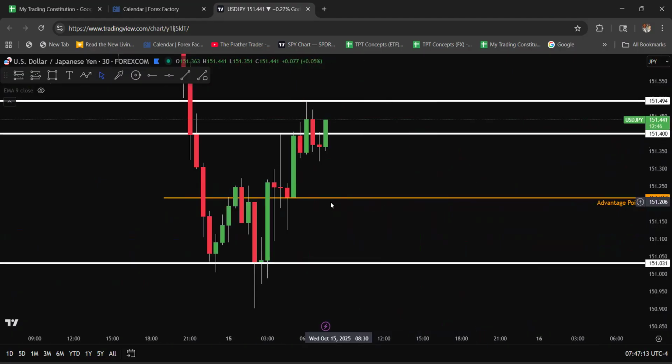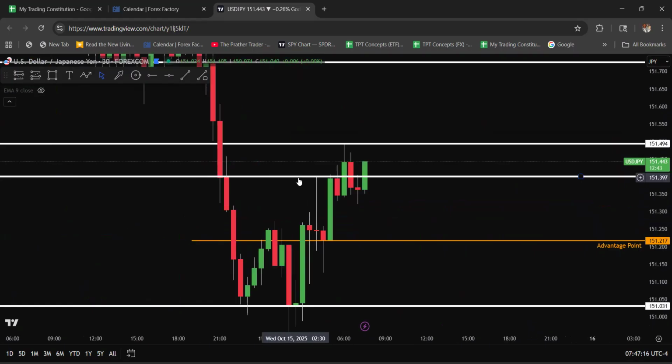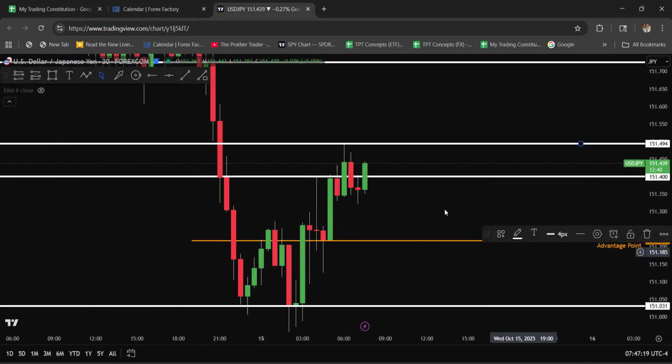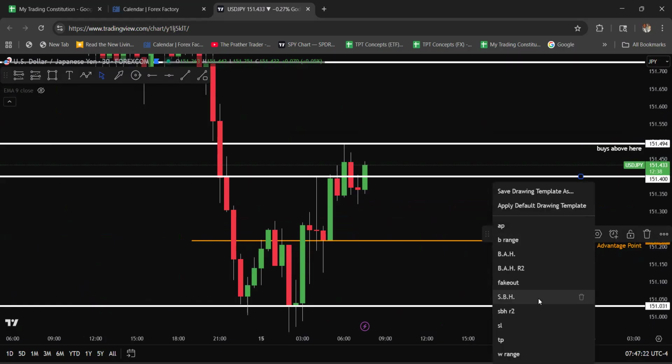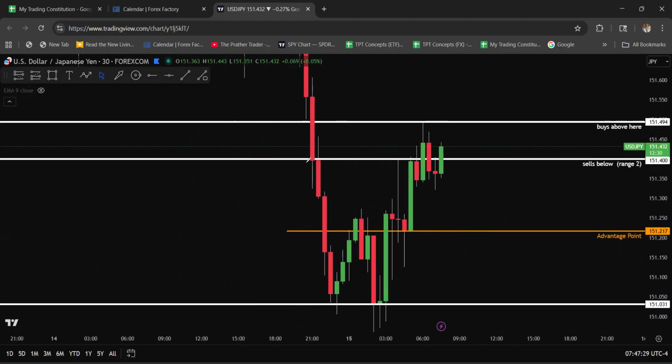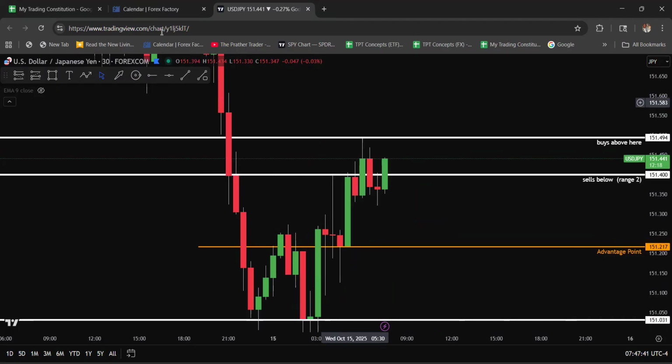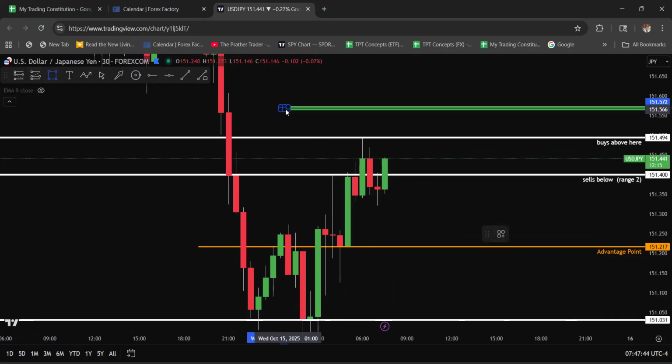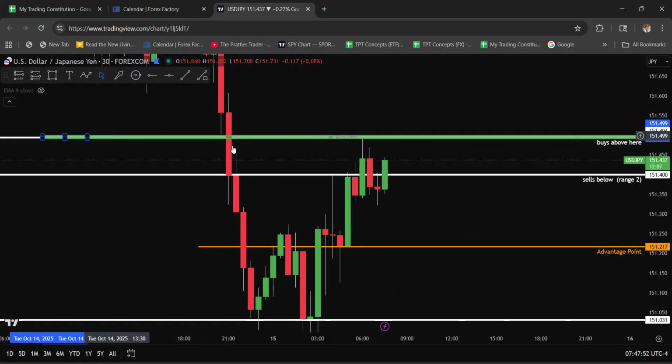So, buys above here, sells below here. And I'll put range too because I just need a retest, sort of like right here. Got a closure below, nice top whip, nice retest. Then I would have had a sell stop right here. But when I go down to the 15 minute, it was a nice buy out of that support around 7:15, 7:30.